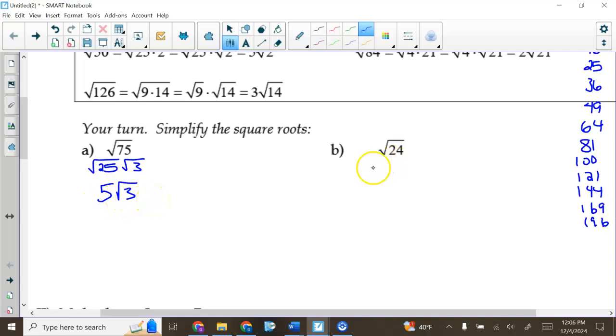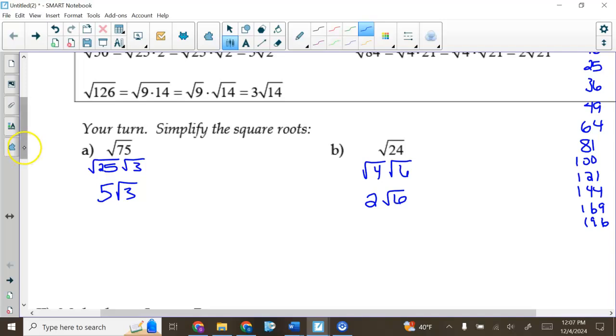For part B, 24, why don't you guys try that one? Figure out which perfect square goes into 24. I'll give you about 30 seconds. All right, the perfect square that went into 24 was 4. 4 and 6. So when you say, what is the square root of 4? It's 2. 2 times the square root of 6.